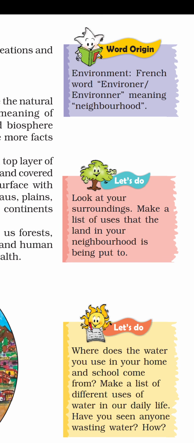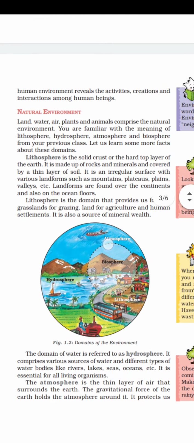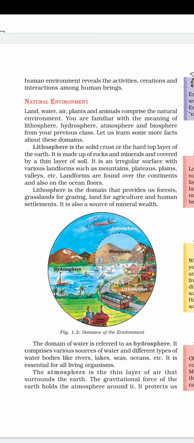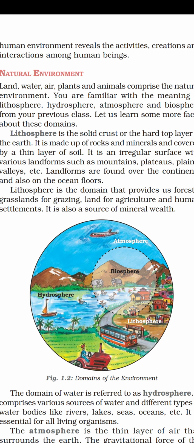I hope all of you know the meaning of lithosphere, hydrosphere, atmosphere, and biosphere, right? In the picture also we have seen, no? So what is lithosphere? The solid crust, the hard top layer of the earth, is called lithosphere. This lithosphere is made up of what? Rocks and minerals, covered with a thin layer of soil. All together we can call this the hard crust, a solid top layer.